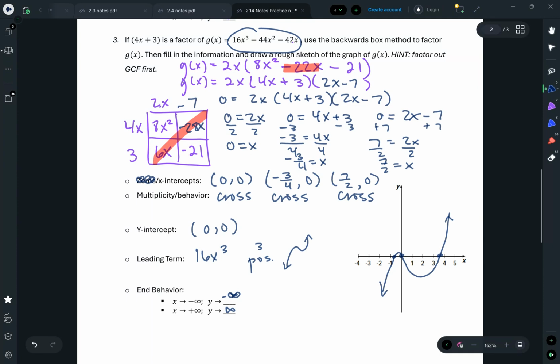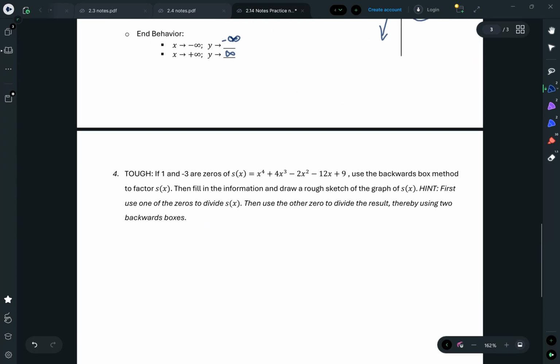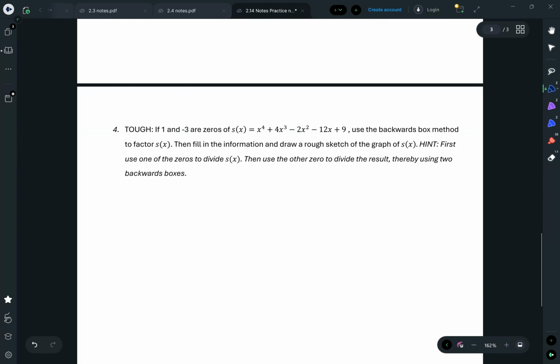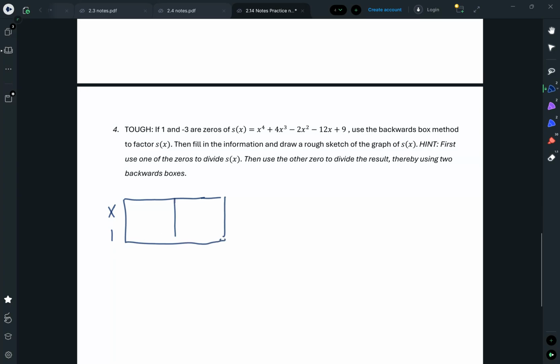Last one's pretty tough. If 1 and negative 3 are zeros, use the backwards box method to factor s of x. So first I have an x plus 1. This one's x to the 4th, so I'm going to need more columns. So let's go ahead and put x to the 4th here. This is going to be an x cubed, so x cubed.